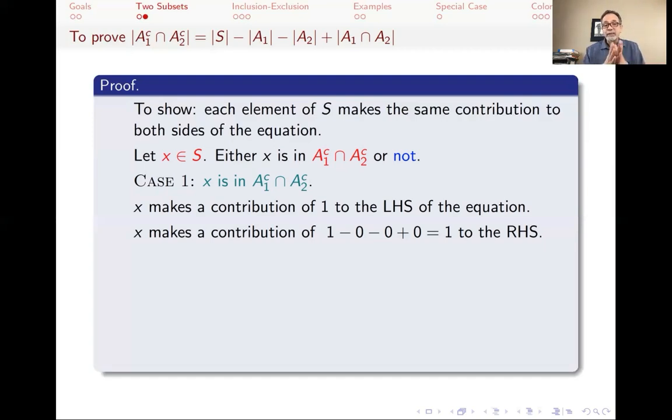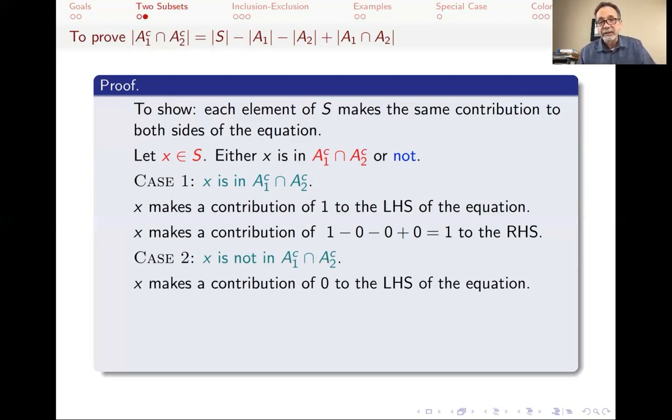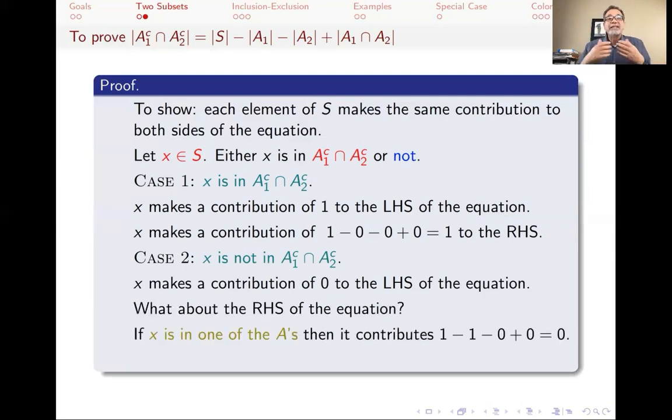So this X, the one that's in A1 complement intersection A2 complement, will have the same net contribution to both sides. As far as this guy is concerned, these two sides of the equation are the same. Now, what about if X is not in A1 complement intersection A2 complement? Then X is not counted on the left side, because it's not in A1 complement intersection A2 complement, so we don't count it. But what about the right side? How could X not be in A1 complement intersection A2 complement? It's not there because maybe it's in A1, maybe it's in A2, maybe it's in both.